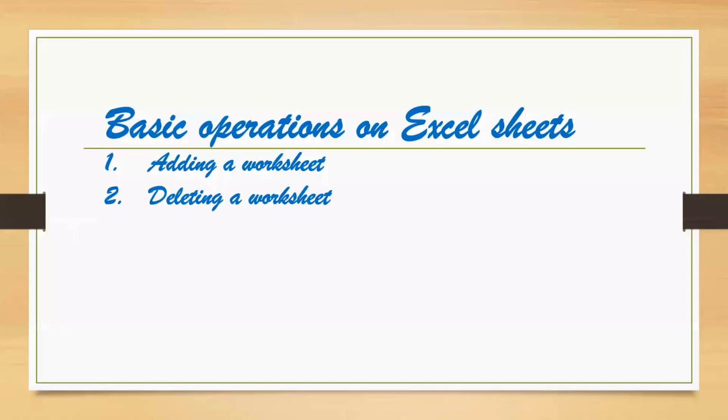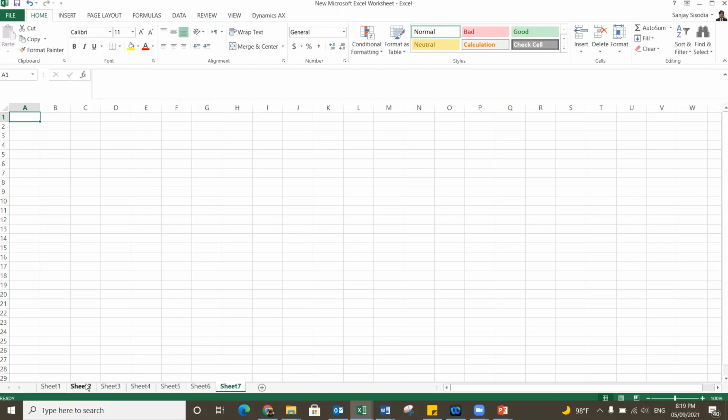Now, the second option is deleting a worksheet. Say you actually wanted to add only 4 worksheets, but by mistake you have added 3 extra sheets, and now you want to remove them. What you can do is simply select the worksheet that you want to delete, right click, and here you will find the option of delete. Click on this and the worksheet is gone. Now I want to remove the worksheet named sheet 7. I will select worksheet 7, right click, and select the delete option. Now worksheet 7 is gone.